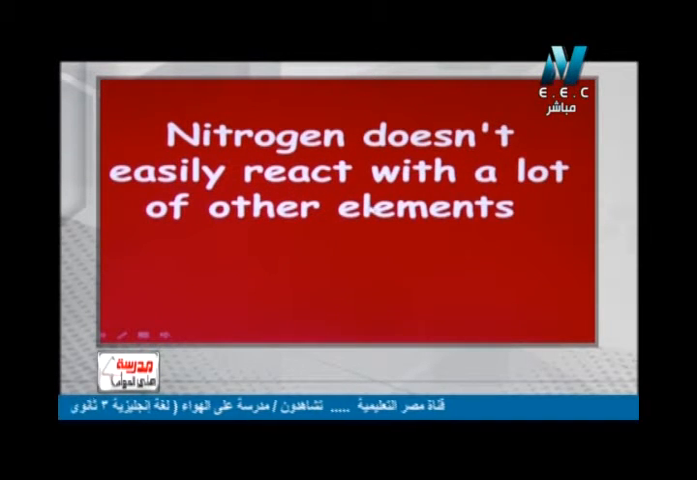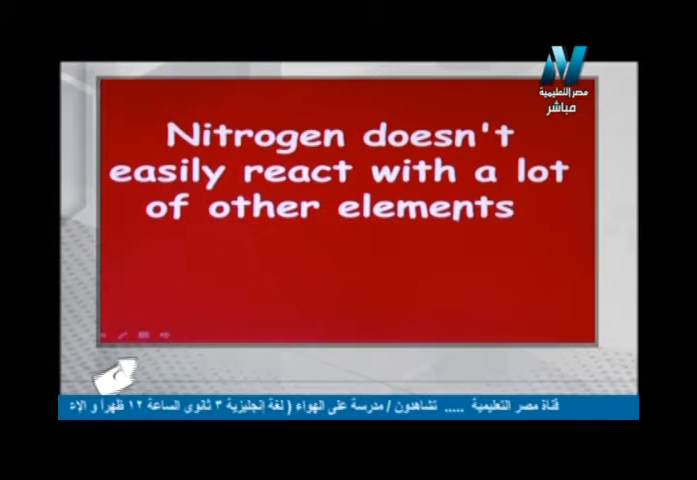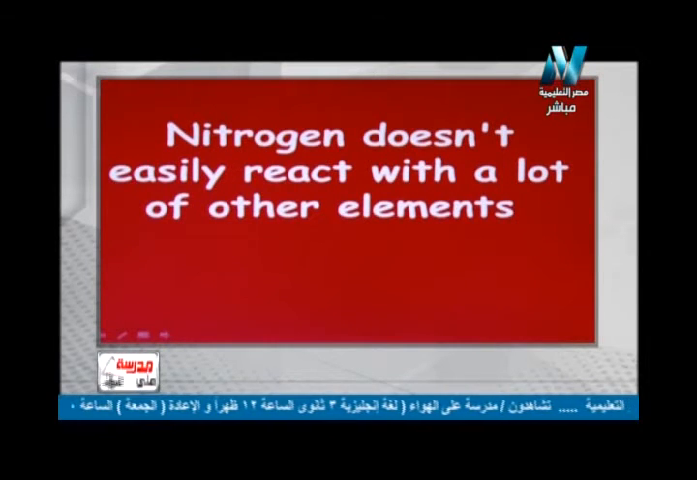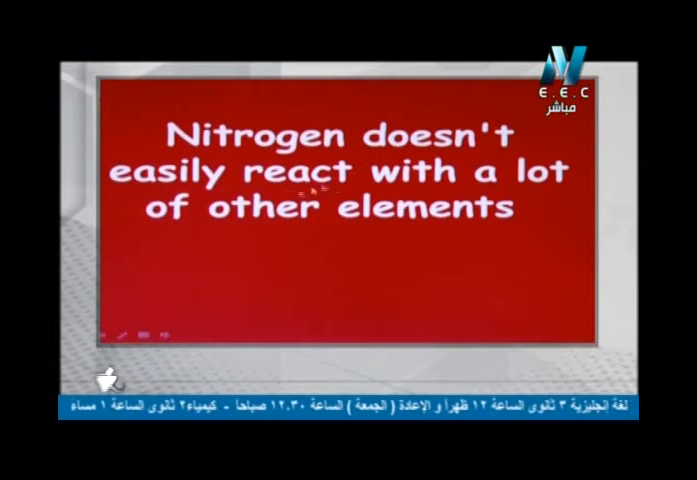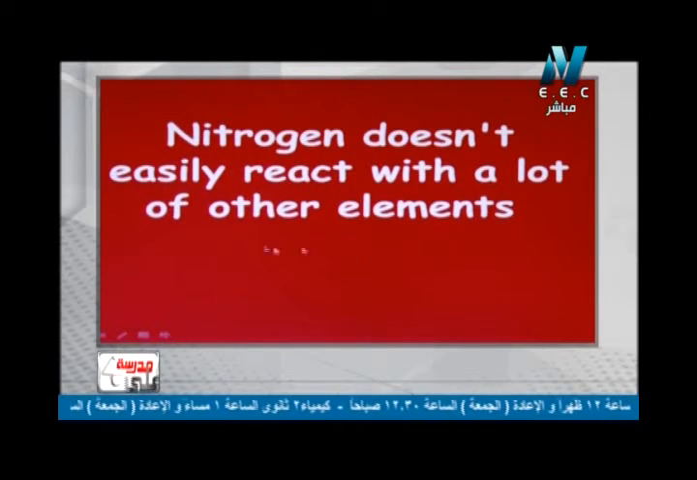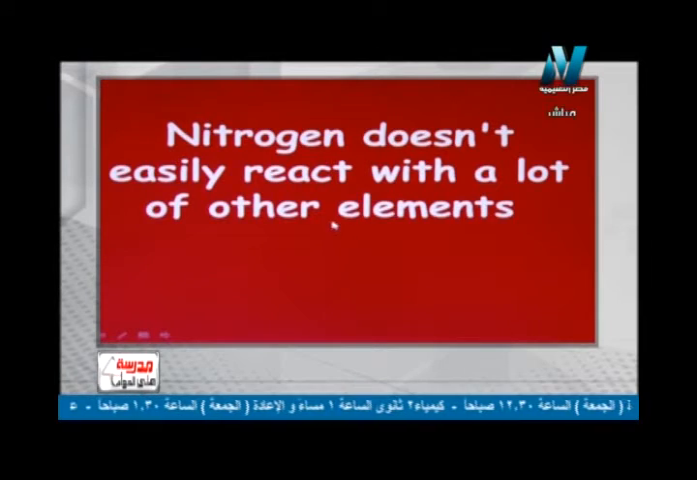Nitrogen doesn't easily react with a lot of other elements. It doesn't react easily with any other element, that's why we call it an inactive gas. Nitrogen gas doesn't easily react with a lot of other elements, so it's called inactive gas.